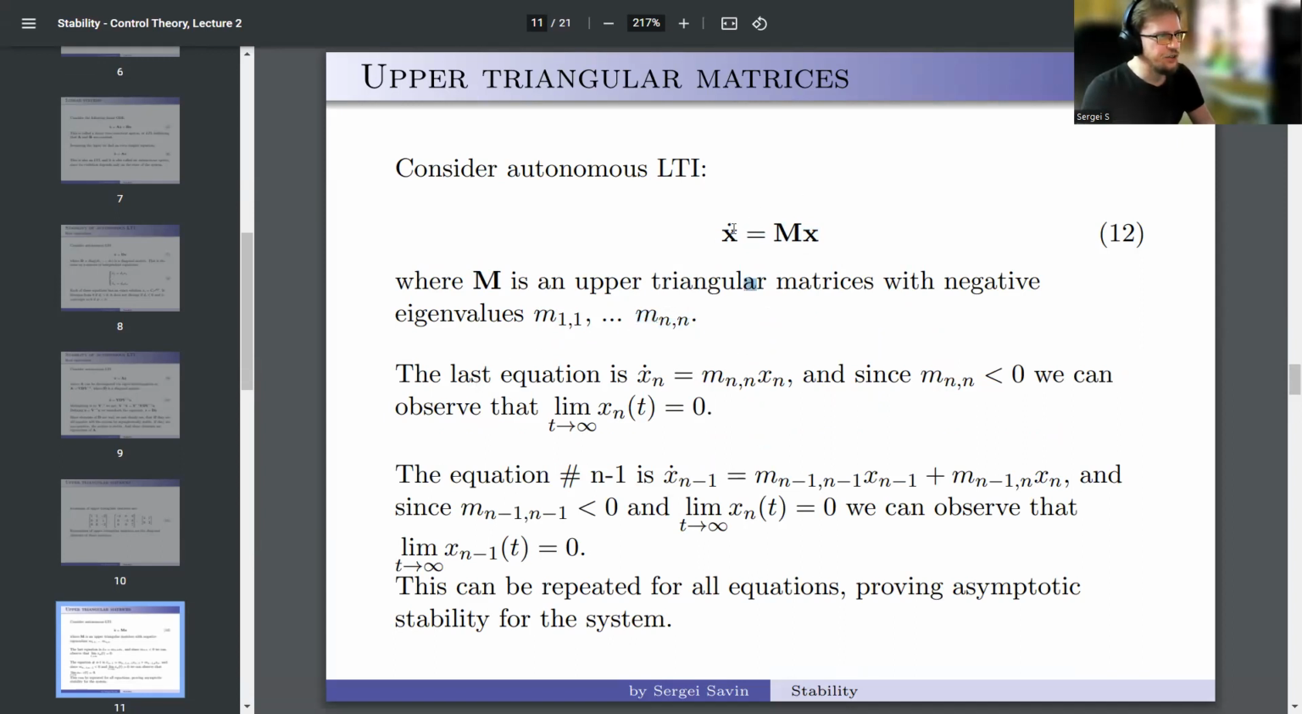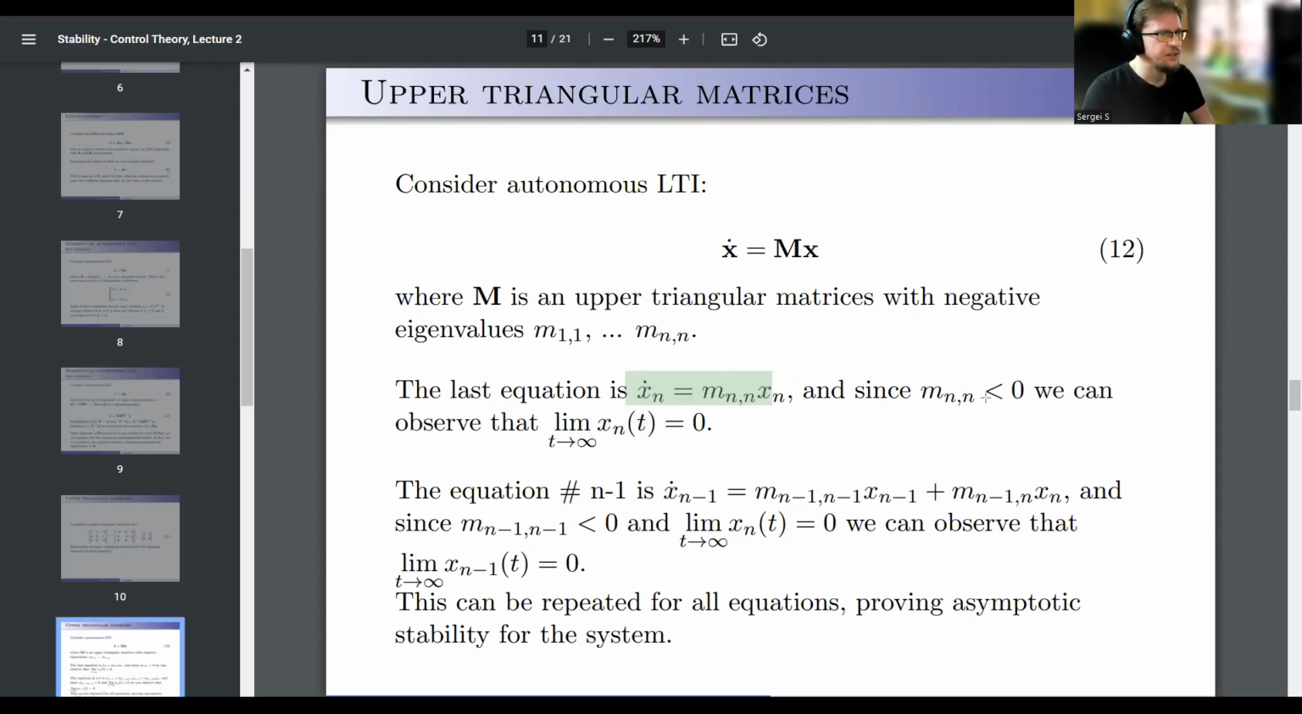Now, the last equation of this system 12 looks like this. Xn dot equals m_nn, so the last eigenvalue, times xn. But since it is negative, we can observe that it is stable. This equation at least is stable. It tends towards 0 as time goes to infinity. We already discussed it 3 times. So clearly, this will be stable since this guy is less than 0. Okay. Good.